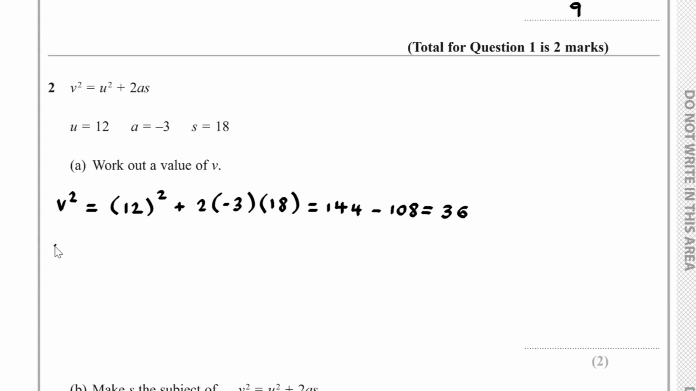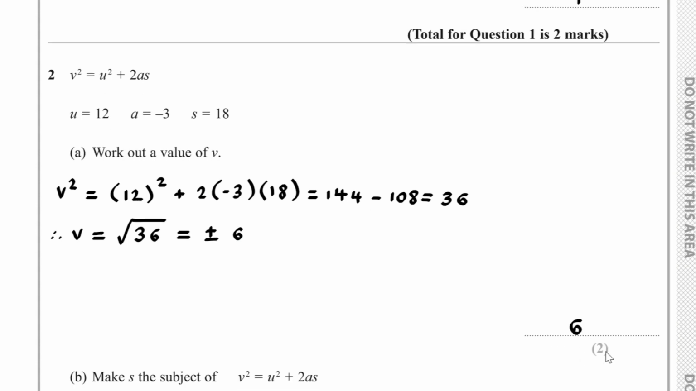And then if we square root, we have v equaling the square root of 36, which is plus or minus 6. So we can choose either of these, for example, v equals 6.